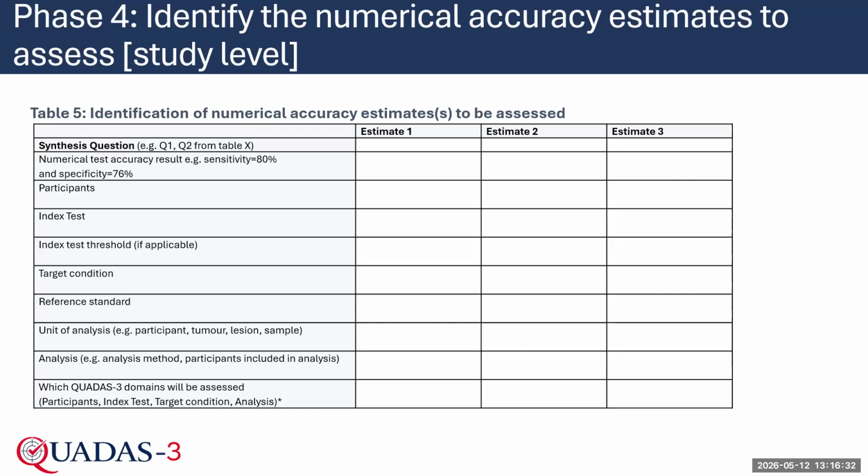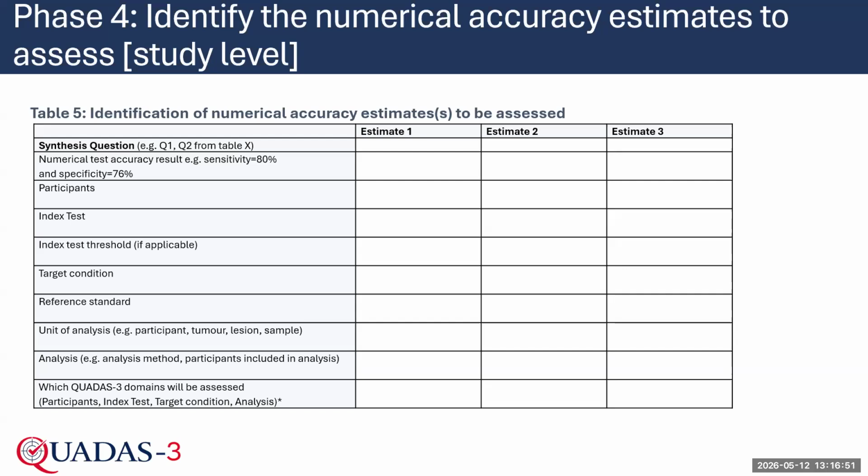So that's the first thing you're asked to do in this table, is to identify which estimate relates to which synthesis question. And then all the other information is just to identify, so you know which estimate you're talking about and how the estimates are different. And what's also quite helpful is the very last row tells you which QUADAS 3 domains will be assessed.